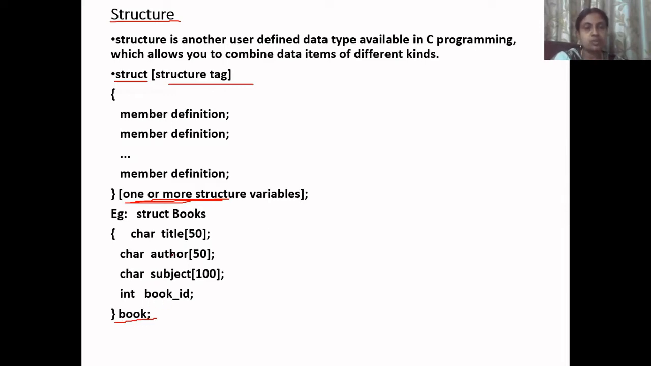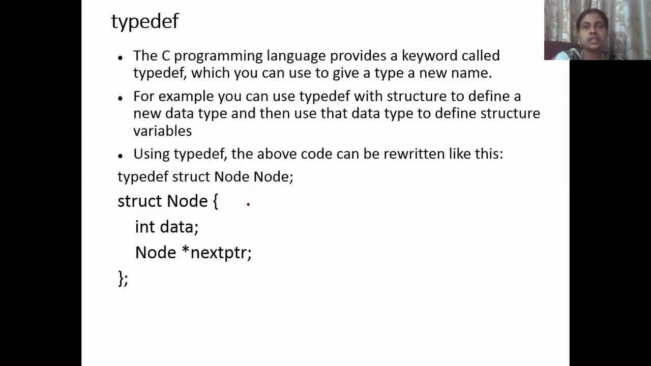when we want to identify this, we will give book dot title, then we will call book dot author, book dot subject, and book dot book ID. Like that we will refer. So we will use the concept of structure also in single linked list. Next, we will move on to typedef.